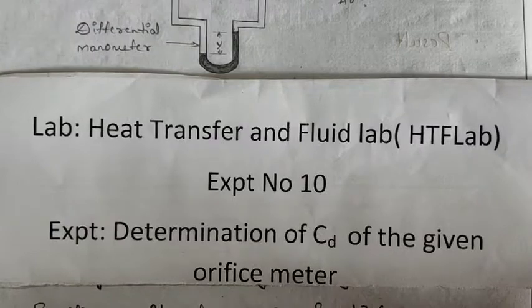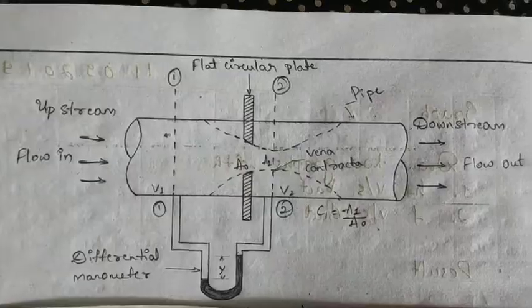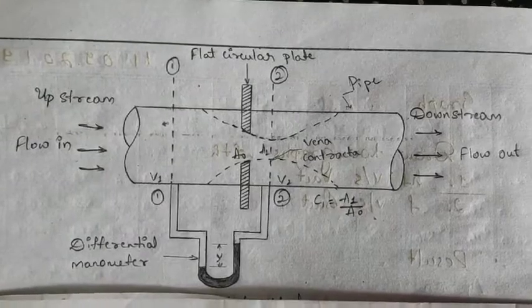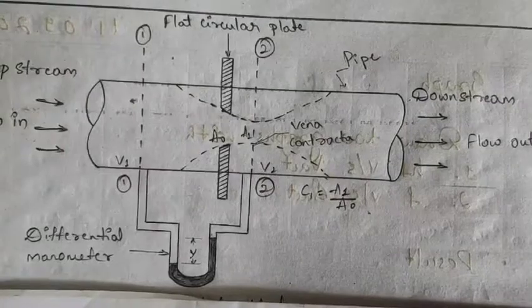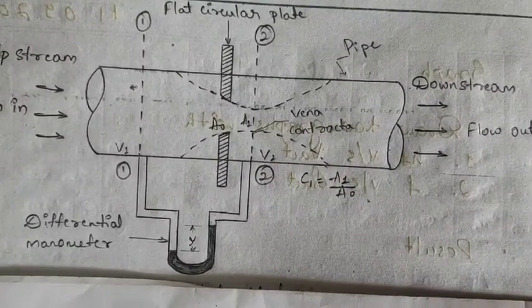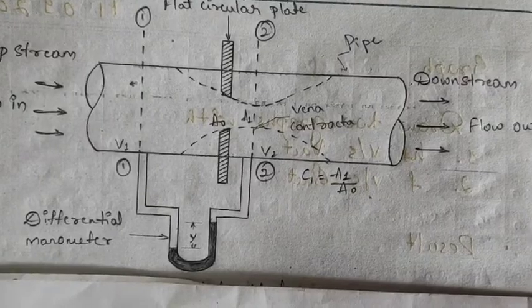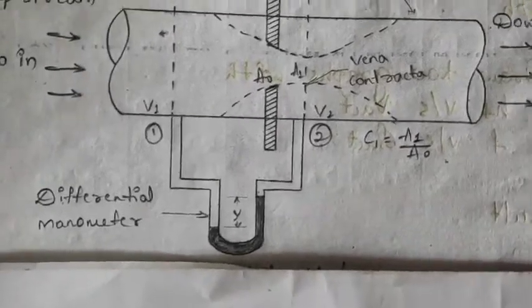Experiment number 10. Determination of coefficient of discharge of the given orifice meter. The orifice meter is basically a flat circular plate in the path of the flow, which leads to loss in pressure downstream, and this loss in pressure is proportional to the flow rate, which could be related to the differential manometric head, which is shown here.